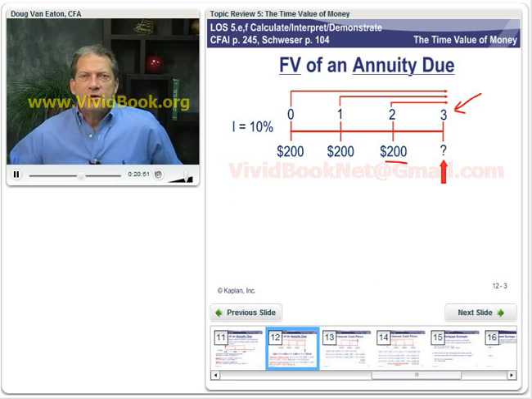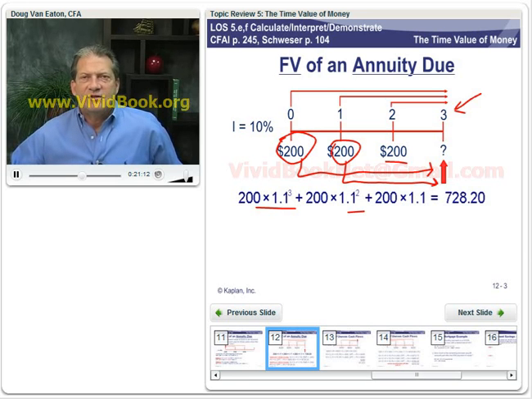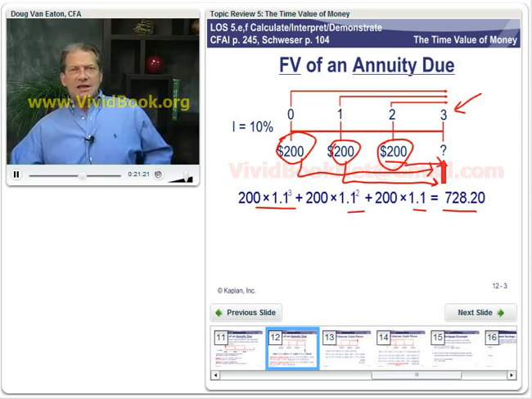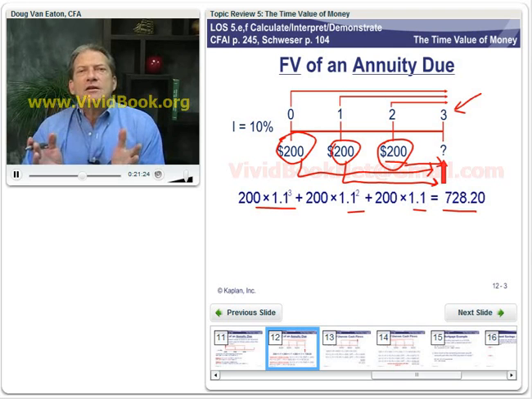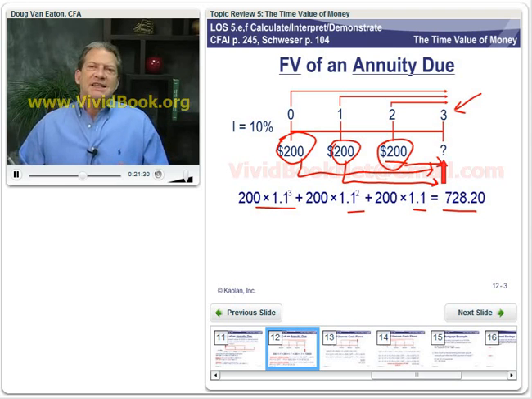Now, this $200 earns interest for 3 years. So we've got that times 1 plus the interest rate to the third power. This $200 right here earns interest for 2 years out to here. So there's our 2-year factor. And this third payment into the account earns 10% for just 1 year. If we add all those up, we see that time 3 value, and again, get the intuition right on this. If we had an account, we put in $200 today, $200 a year from now, $200 2 years from now, how much would be in the account at the end of 3 years? That's your $728.20.